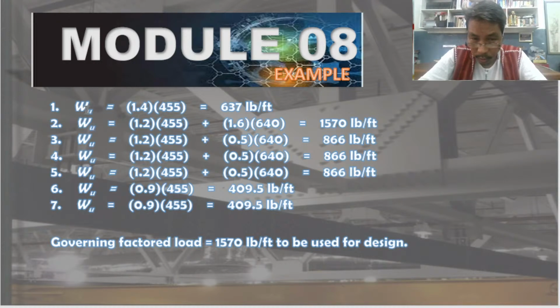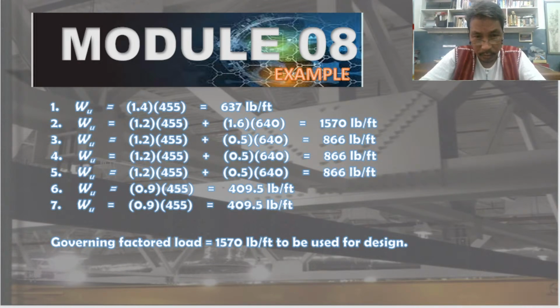We use w_u, small letter w, because we are talking of a uniform load. Supposedly we would use U, but instead we use w_u. So equation number 2: 1.2 dead load plus 1.6 live load, and we have 1,570 pounds per foot. Equation number 3: 1.2 dead load plus 0.5 live load, therefore 866.